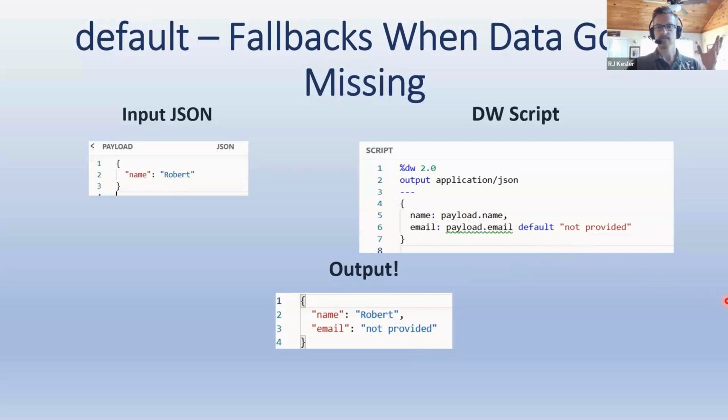It's great for resilient transformations, and you can set these defaults up to work on strings, numbers, arrays, wherever you need it, especially, like I said earlier, when you expect that you're not going to have any data and you want to prevent yourself from getting an error.